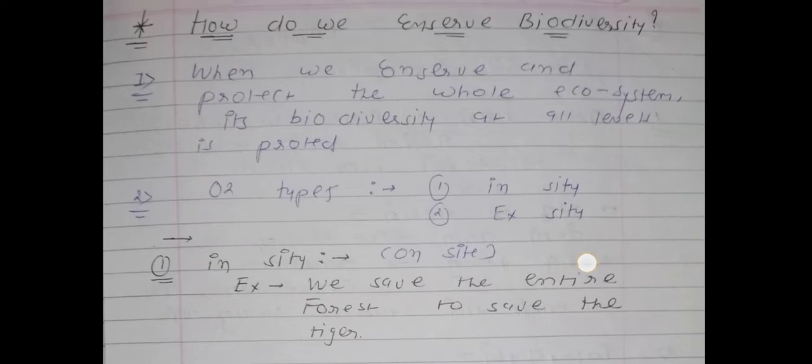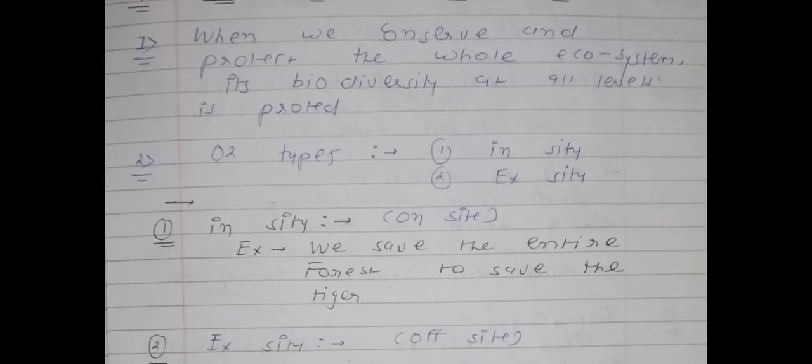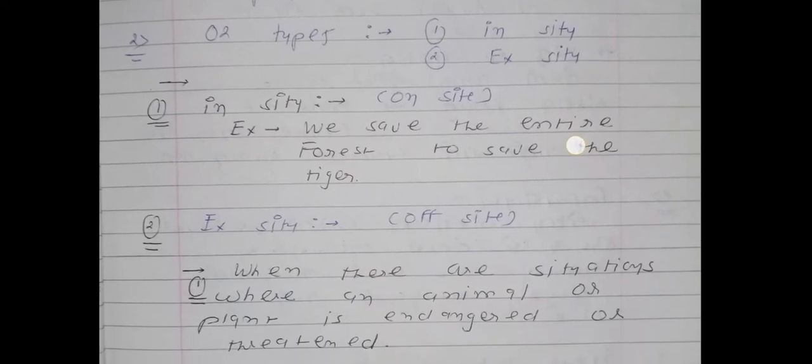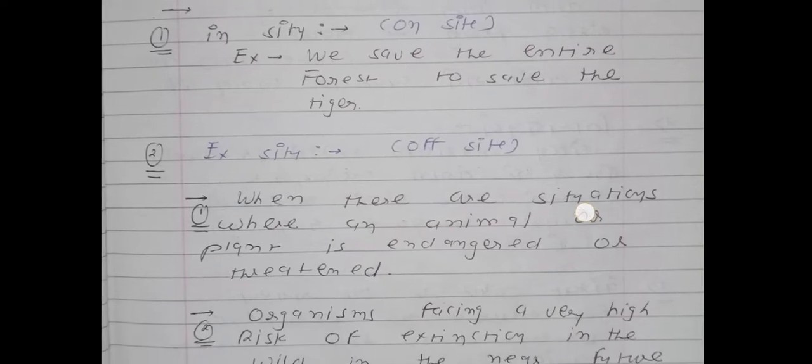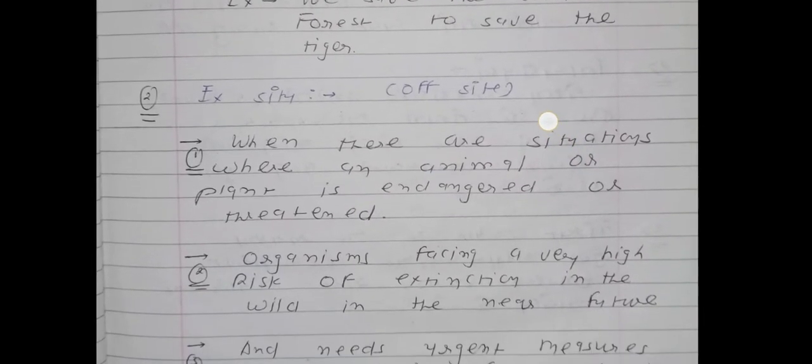Point number 2, you know that there are two different approaches. The first is in situ and the second is ex situ. So there are two types of approaches for conservation, and both names are very important. First point, in situ means on-site. For example, we save the entire forest to save the tiger. And point number 2, ex situ conservation means off-site.